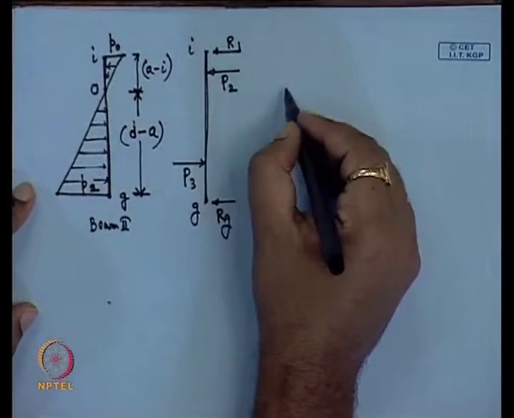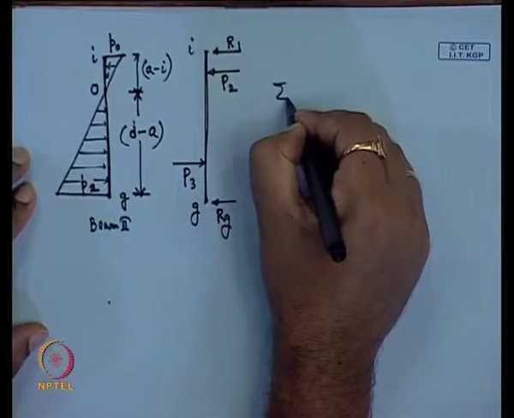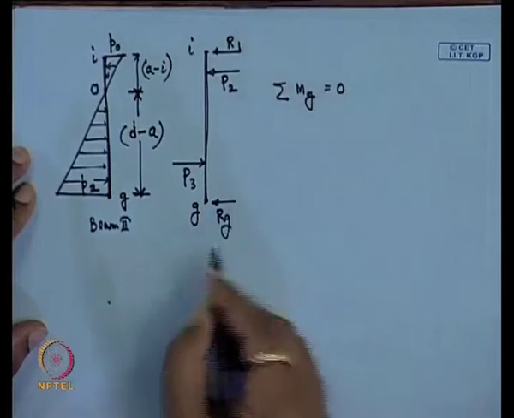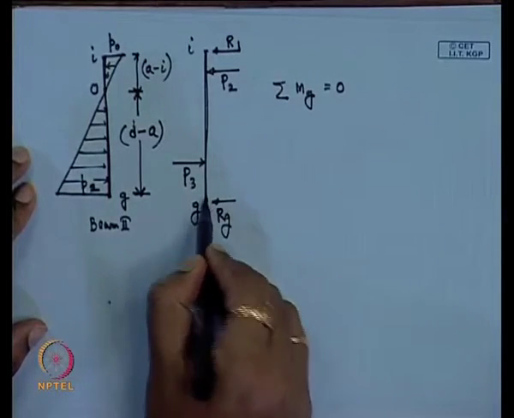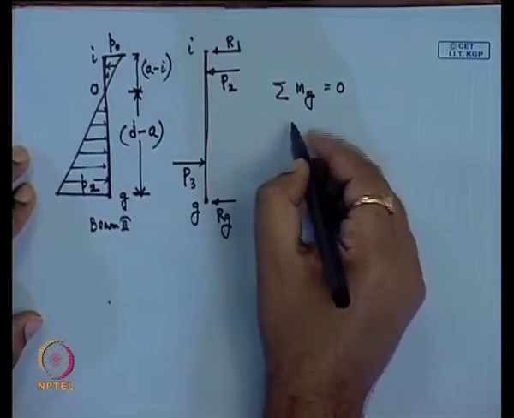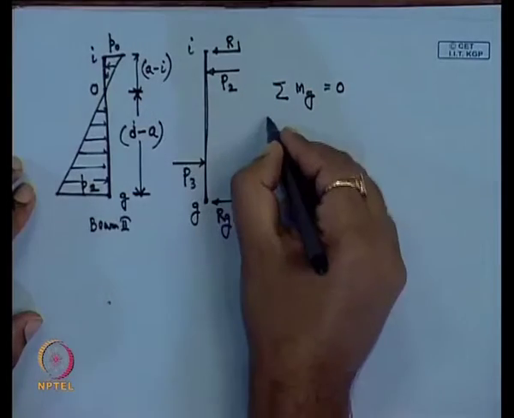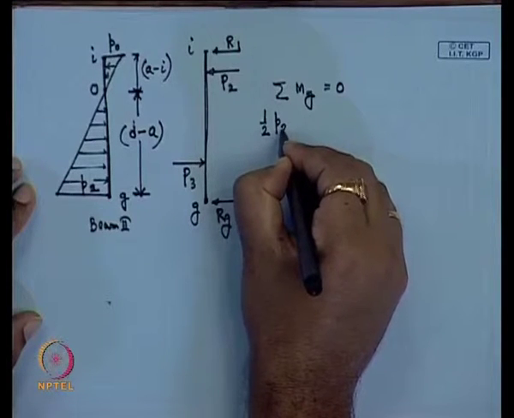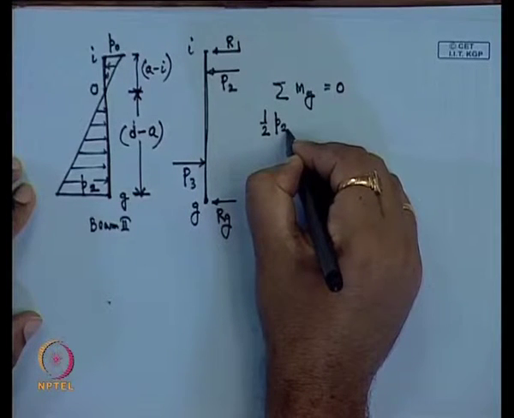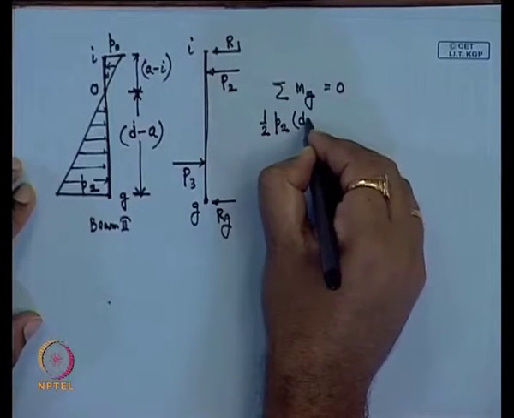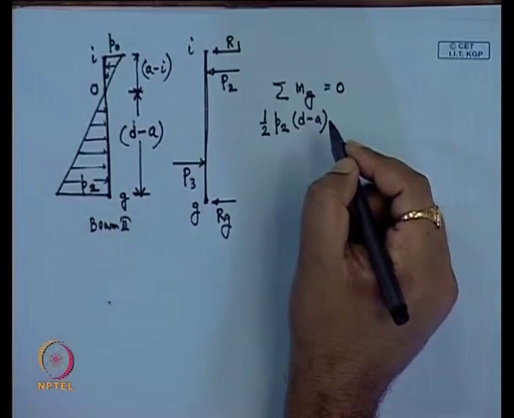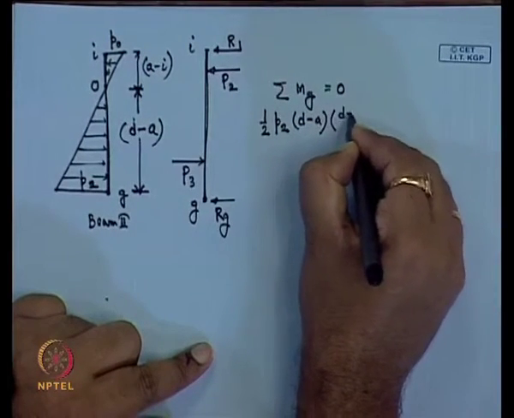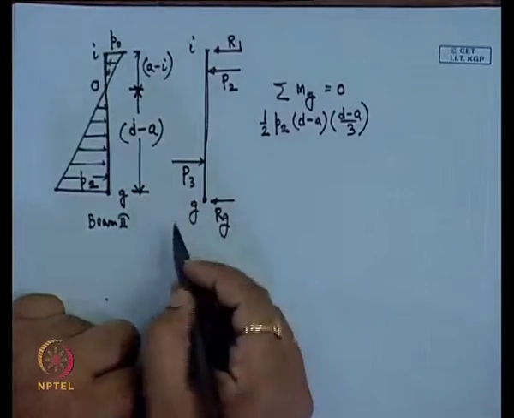So, now for the second beam, if I write the expression that the moment at G level is 0. If I take the moment at the G level, that is 0. So, now if I take the moment, then the P 3 value is the area of this triangle, that means half into P 2 into D minus A, and that will act at a distance of D minus A by 3. So, this is also D minus A divided by 3.